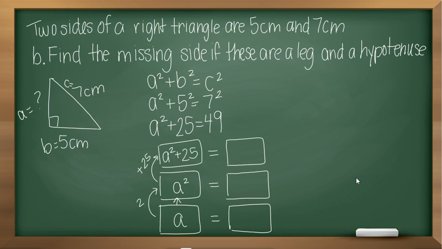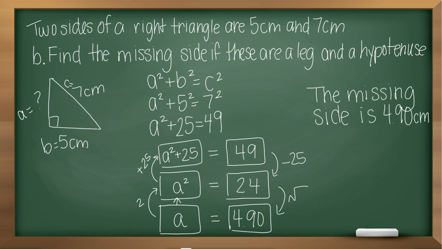And then remember on the way down the flowchart, we always do the opposite. So on the way up, I added 25, so on the way down, I need to subtract 25. Okay, that gives me 24. And for my last step, on the way up, I squared it. So on the way down, I need to do the opposite, which is take the square root.